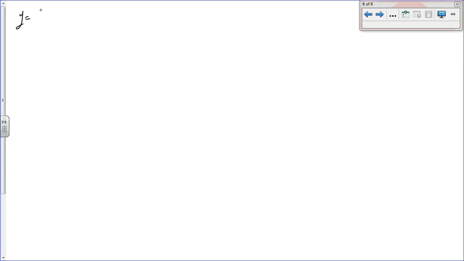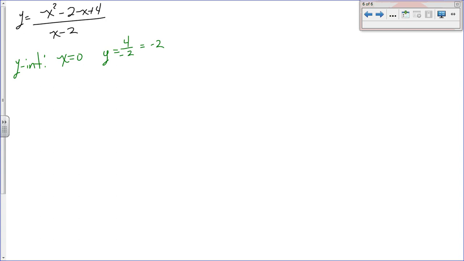So now let's look at an example, and we're actually going to do all the steps to graph this example. x squared minus 2x plus 4 over x minus 2. First thing we're going to do is find the y-intercept. To find the y-intercept, what do we do again? We set x equal to 0 and solve for y. So if we set x equal to 0, we basically have 4 over negative 2, which is negative 2.